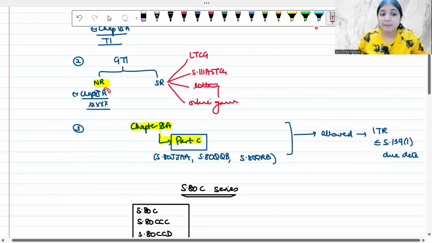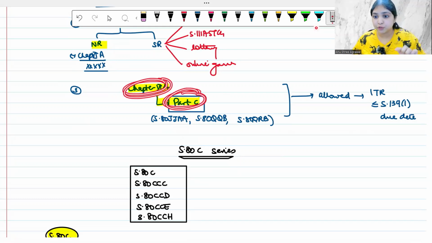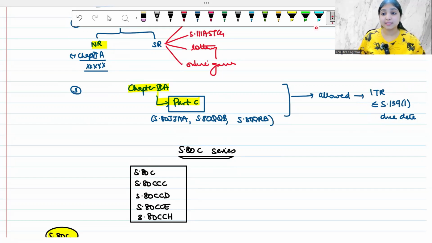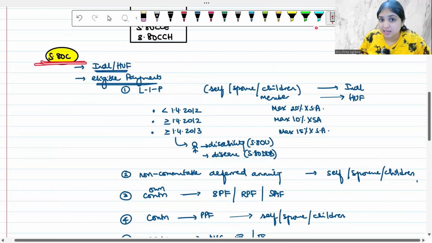Then you've learned that Chapter 6A is adjusted only against normal rate income. Then Chapter 6A Part C deductions: I will allow them only if you file your ITR within the 139(1) due date. But for other sections under Chapter 6A, even if you file your ITR late, you can still enjoy the Chapter 6A deduction. Now we are focusing on Section 80C first.